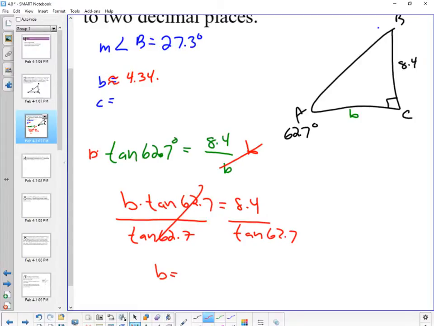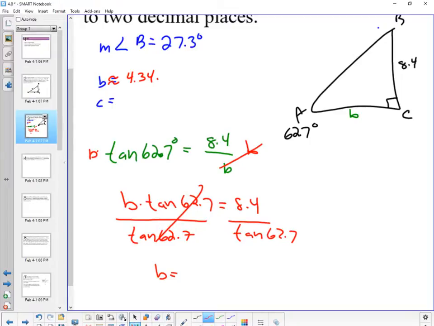So this should become approximately... because I did round it, it should become approximately. Okay. And then to get C, now we have more options, don't we? Correct. Okay. You could do the Pythagorean theorem. Sorry, I always say that. With Pythagoras' theorem.